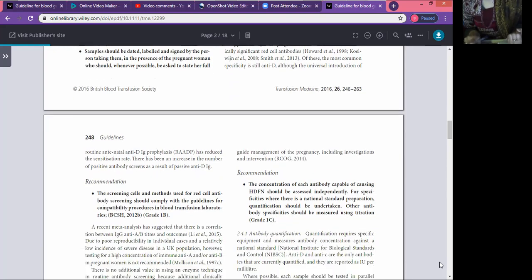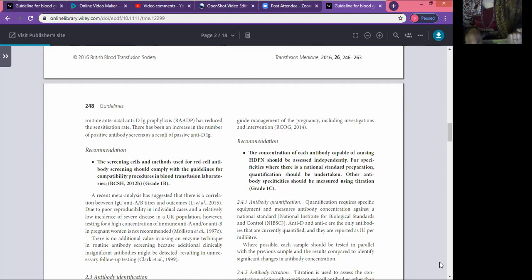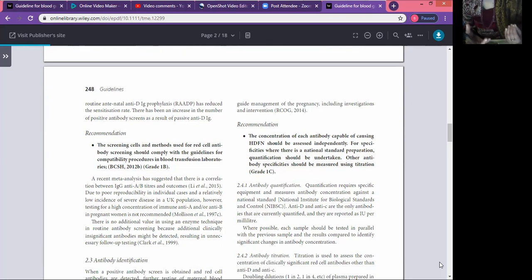After the consent, the request form should also contain a brief history of the patient, regarding the current pregnancy and its duration, and any history of HDFN, any history of transfusion given in this pregnancy or at any other time, in previous pregnancies, and also any history of anti-D being administered. So all history regarding anti-D administration, transfusion, and previous and current pregnancies should be recorded in the request form.